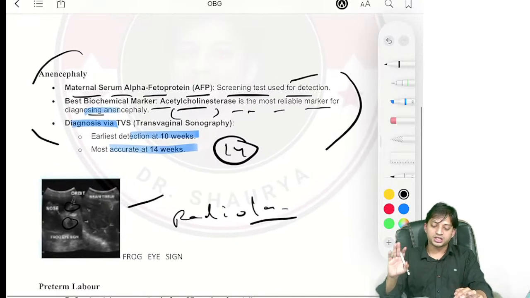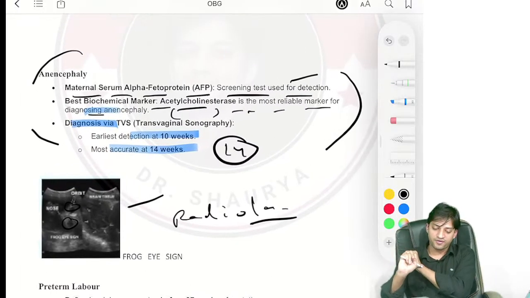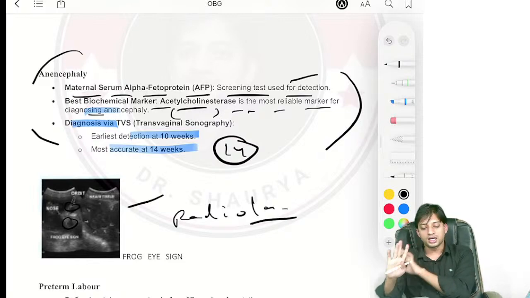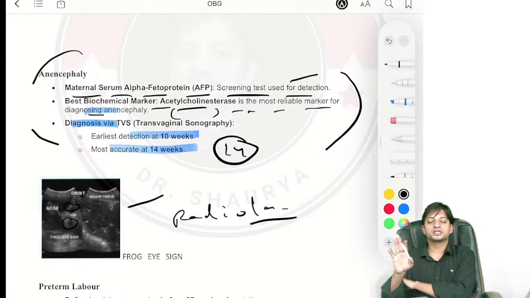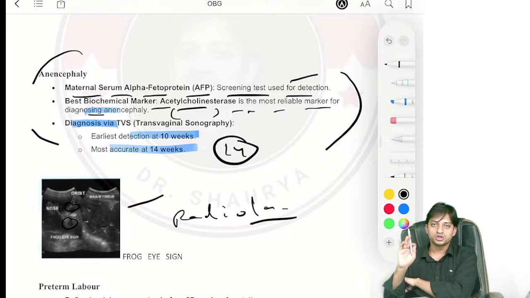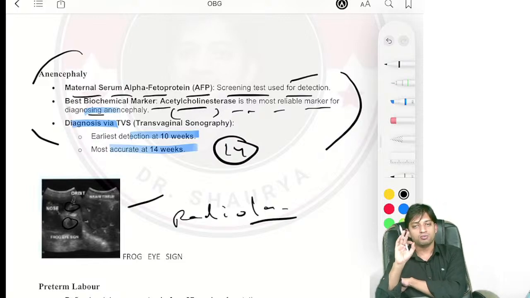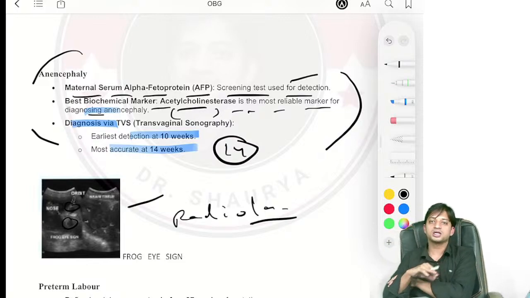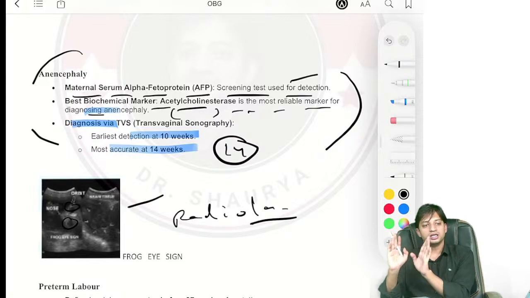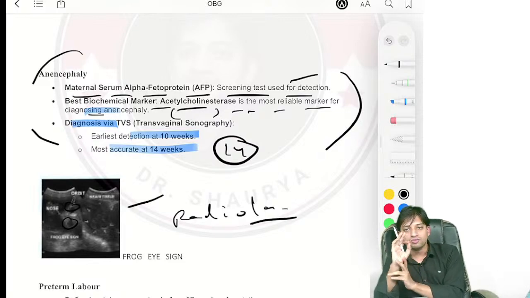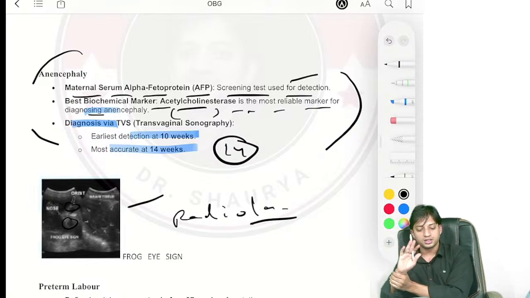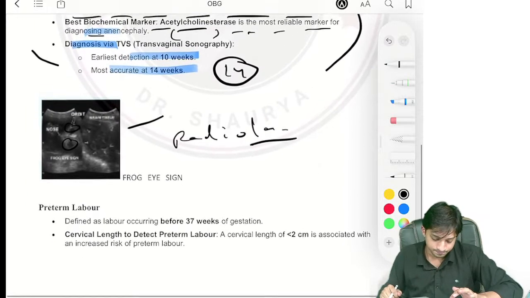Just pay attention. First, alpha fetoprotein, right? Then earliest detection can be done at 10 weeks, right? Via transvaginal sonography, and most accurate diagnosis for anencephaly can be made at 14 weeks, right? Most accurate, and the sign that is appearing is frog eye sign. In the question, if they mention the sign, you will just put the answer frog eye sign. Understood, guys?